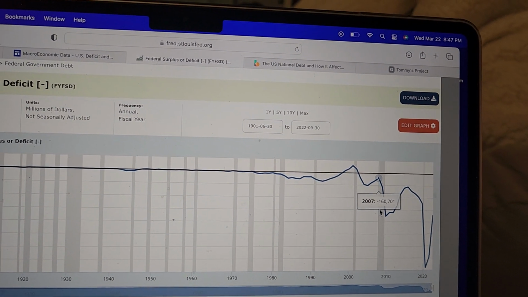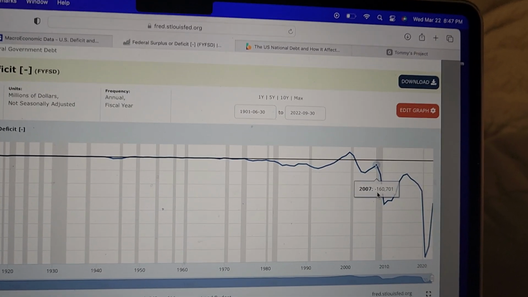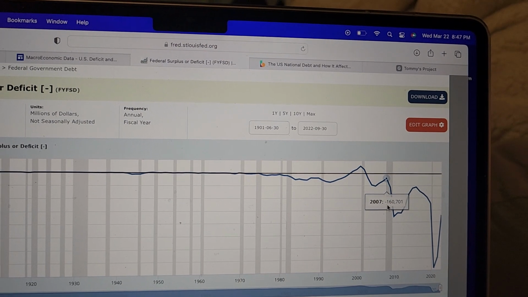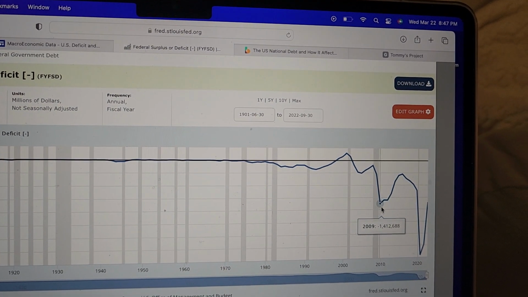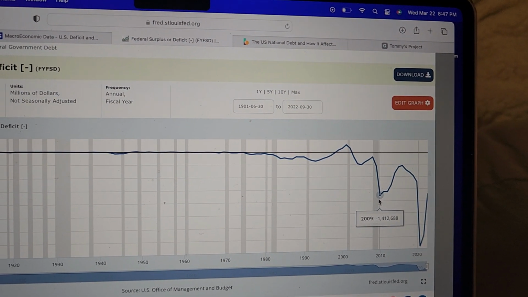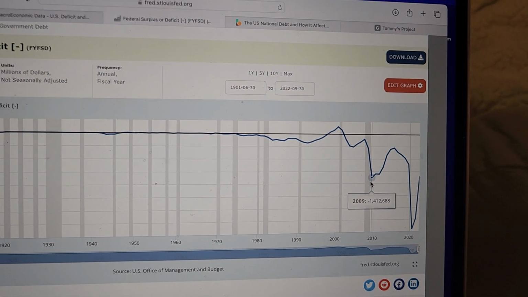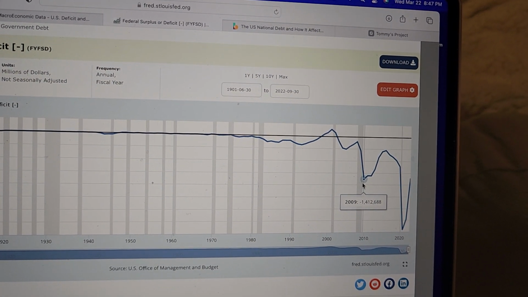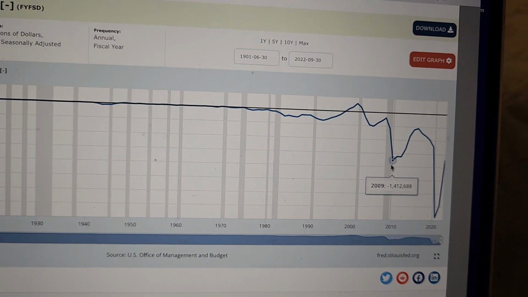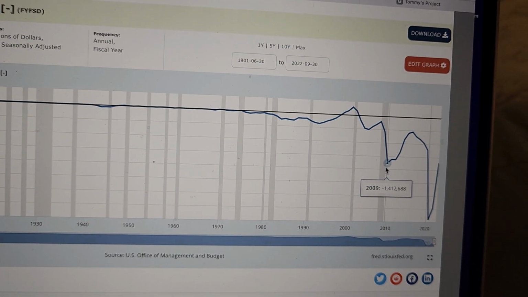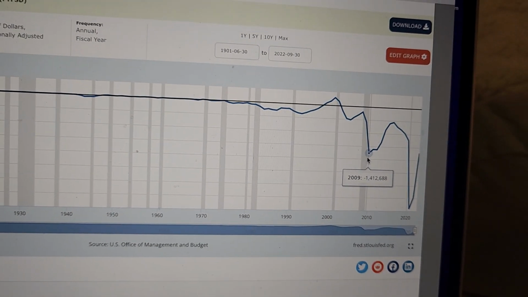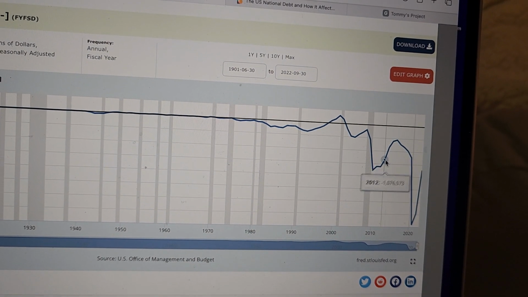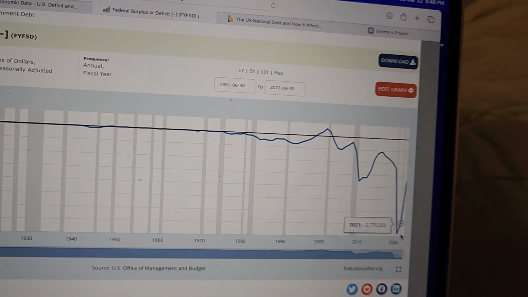Obviously, the 2008 crisis is significant. The housing crisis of 2008, so in 2007 here we're at negative 160, and we dip all the way down to negative, finally, a million. So negative 1 million 412,000. And then all the way up here, we finally have a brief expansion period, and then COVID.